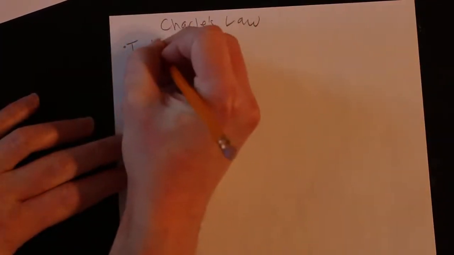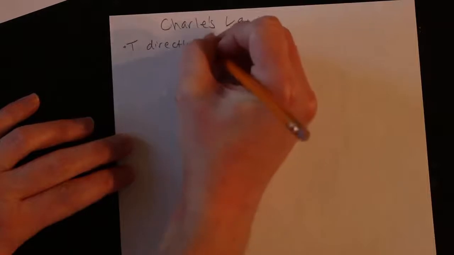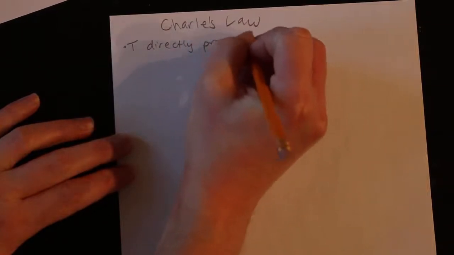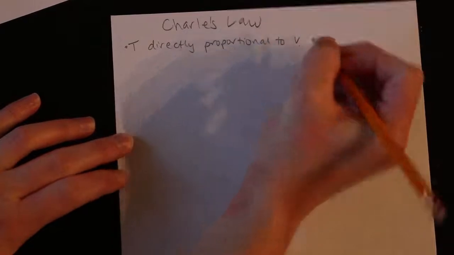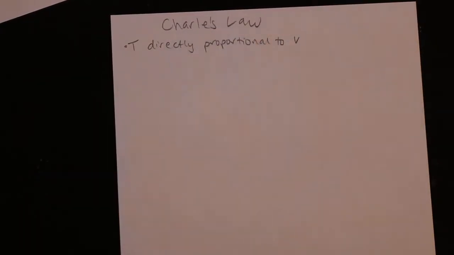Okay. So Charles' law, remember, states that the temperature of a gas is directly proportional to volume. So temperature directly proportional to volume. Okay, so this time we're saying directly proportional instead of in Boyle's law where we were saying inversely proportional. So now that we know that, what does that mean? Okay, and by the way, you might see it written as volume directly proportional to temperature. Doesn't matter which way around you have it, it's the same thing.